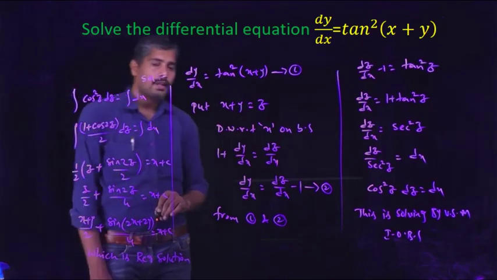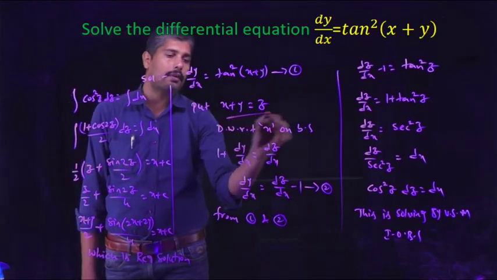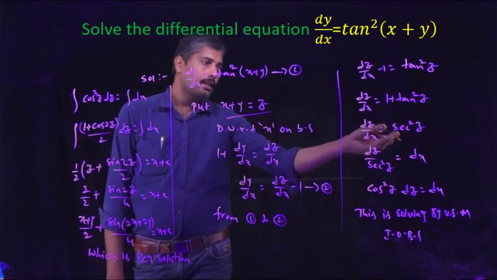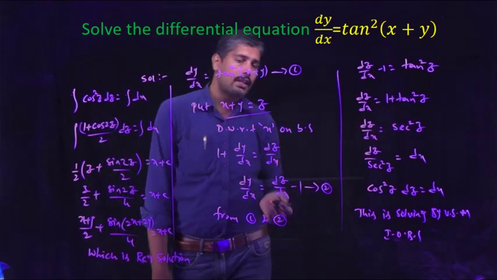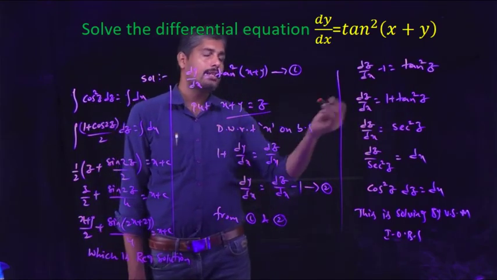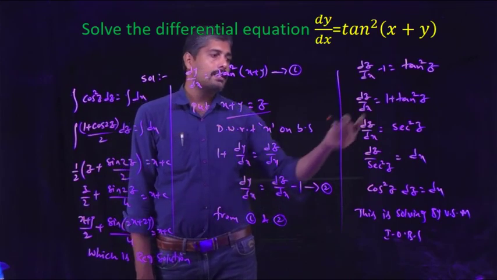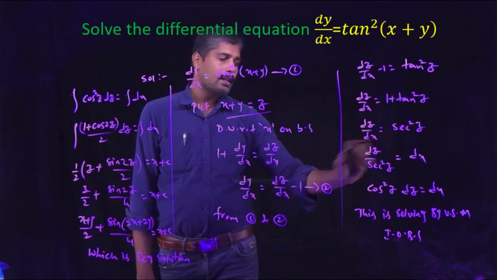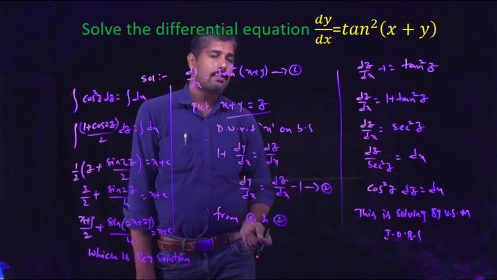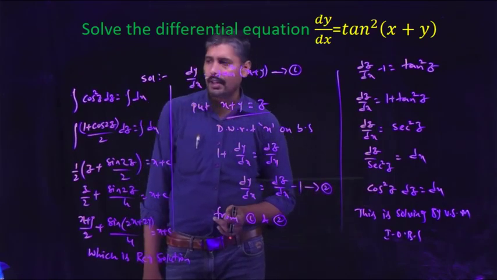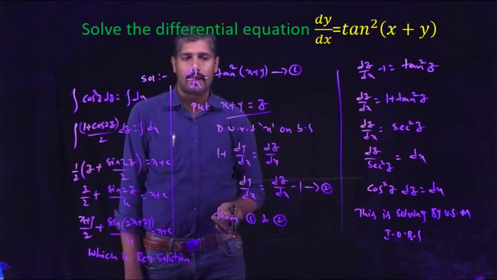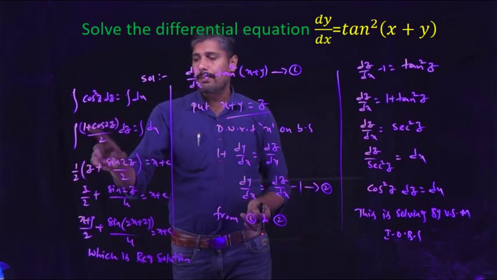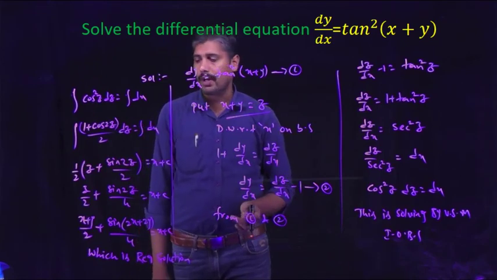See once again, just take x plus y equal to z, then convert into dz by dx form, then separate. Here 1 plus tan square z equal to, in the identities we know that secant square z minus tan square z equal to 1, then secant square z equal to 1 plus tan square z, that is secant square z. Then separating z terms and x terms, we know that 1 by secant square z is cos square z. But in integration, there is no formula for cos square z. That's why we convert cos square z into 1 plus cos 2z by 2. Right? We know that formula.